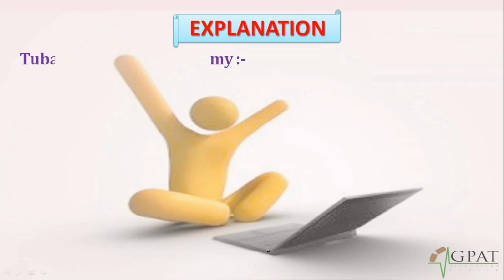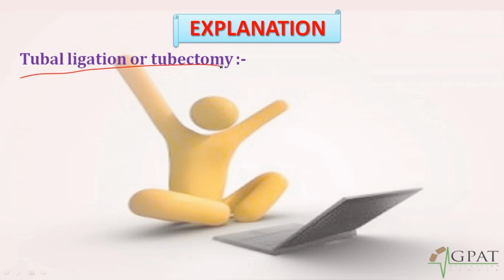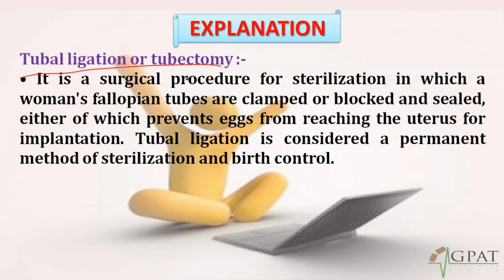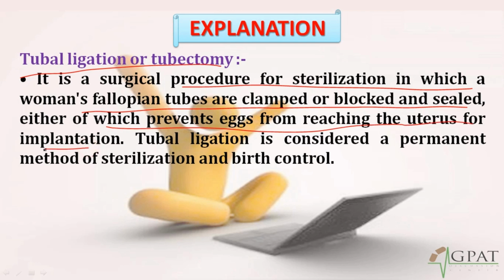What is the tubectomy? Tubal ligation, also known as the tubectomy. It is a surgical procedure for sterilization in which a woman's fallopian tubes are clamped or blocked and sealed, either of which prevents eggs from reaching the uterus for implantation. Tubal ligation is considered a permanent method of sterilization and birth control.